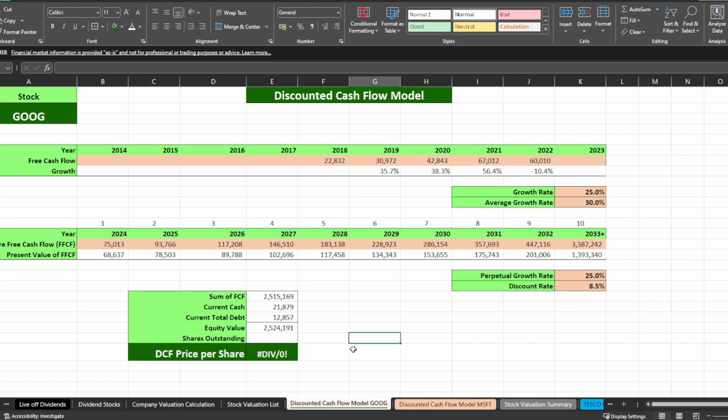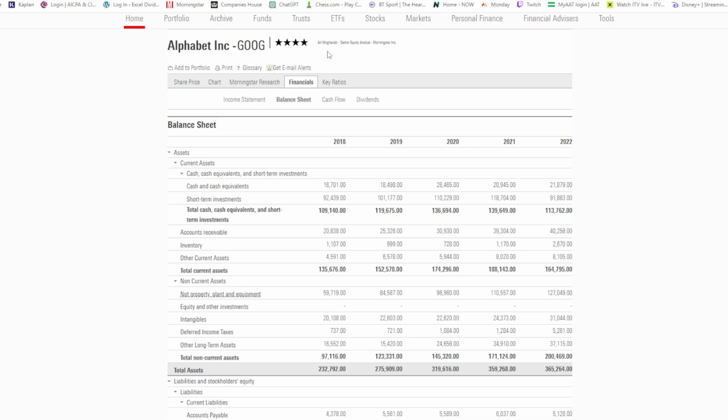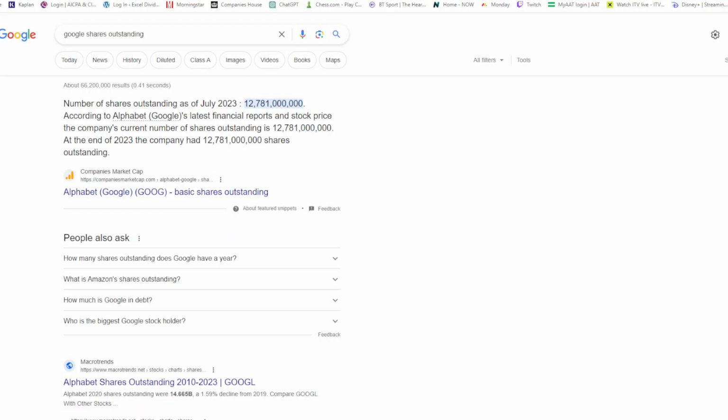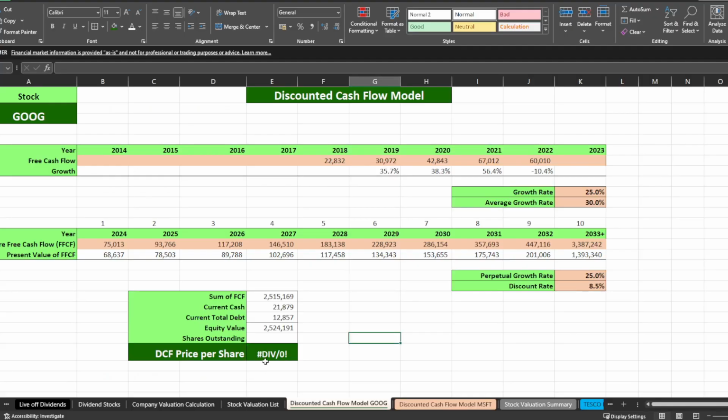We're still missing one component, which is the shares outstanding. All we got to do is really just go and Google that. So here we can see that it's at 12 billion. So we're gonna enter in the value at 12,781, which gives us the discounted cash flow price per share of $197.50.